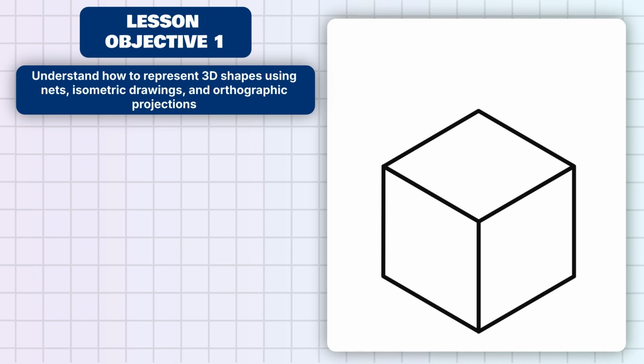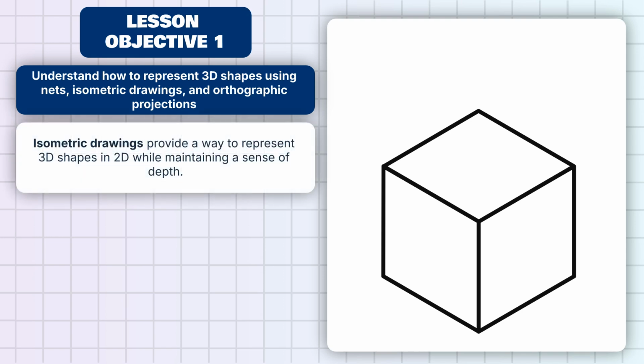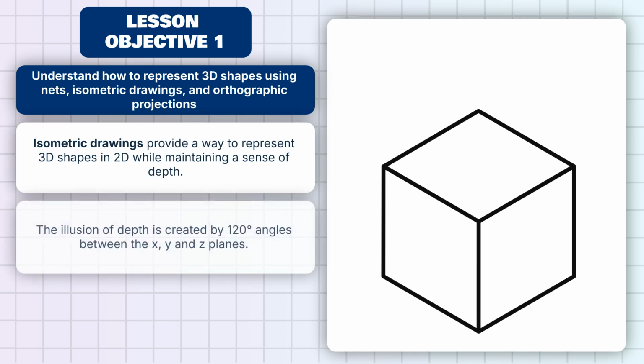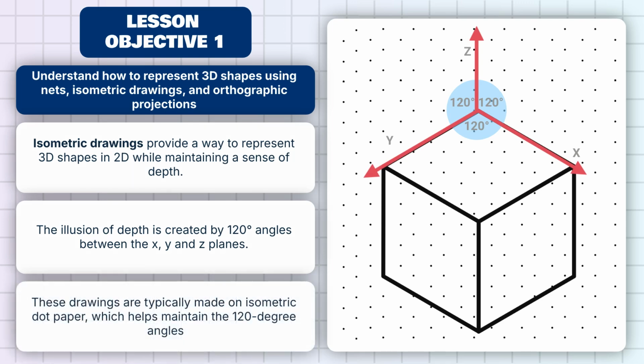used in everyday life. Isometric drawings provide a way to represent 3D shapes in 2 dimensions while maintaining a sense of depth. This illusion of depth is created by 120-degree angles between the X, Y, and Z planes. These drawings are typically made on isometric dot paper, which helps maintain the 120-degree angles.